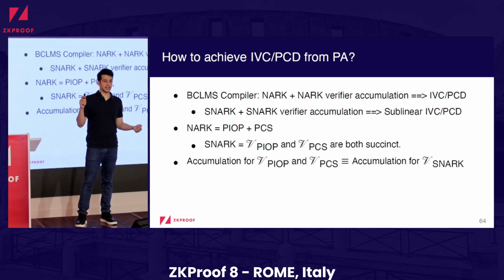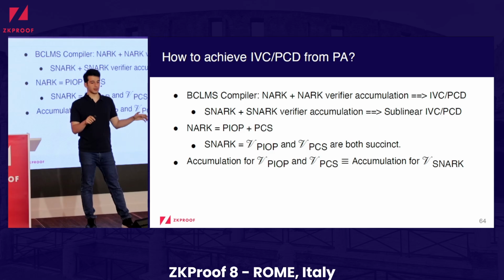All right, next, let's see at a high level how we can get IVC or PCD from a polynomial accumulation scheme. The BCLMS compiler said NARK plus accumulation scheme for the NARK verifier equals IVC or PCD. That applies when the NARK is succinct as well, meaning if it's a SNARK and you have an accumulation scheme for the SNARK verifier, that's also IVC and PCD, but this time with sublinear proofs, meaning sublinear IVC or PCD. We also know that as long as we have a PIOP and a PCS, we can compile it into a NARK, and we call this a SNARK if both the verifier for the PIOP and the PCS are succinct.